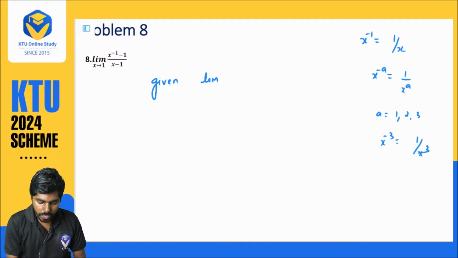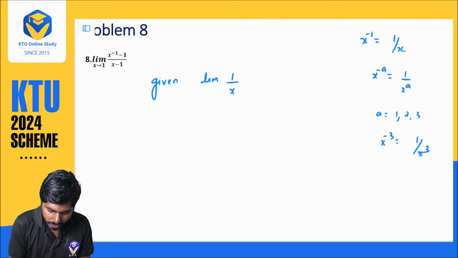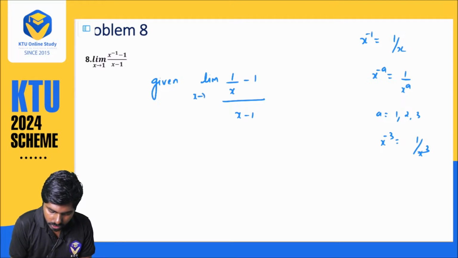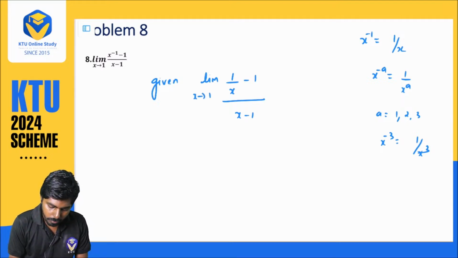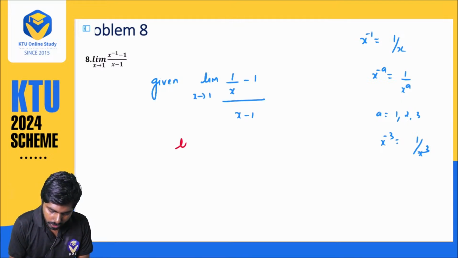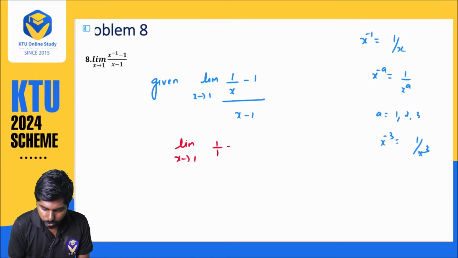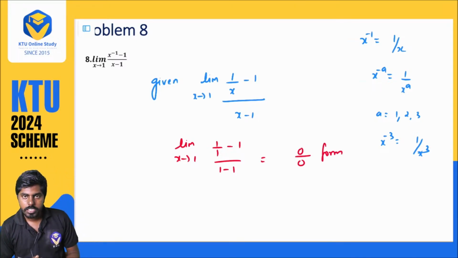So x raised to minus 1 means 1 divided by x, so we have (1 divided by x minus 1) divided by (x minus 1), as x approaches 1. Now apply the limit. When we apply the limit, x approaches 1 gives 1 divided by 1 minus 1, that is 1 minus 1, which is nothing but 0 by 0 form. Here also we are getting 0 by 0 form.